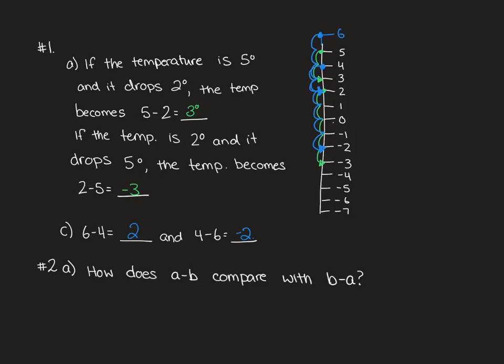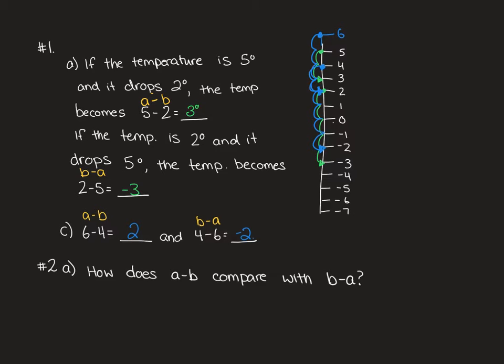2A is going to ask you to look at the answers that you have found and compare how A minus B is different from B minus A. So if we were to look at the first example, 5 and 2 would be our A and B. So we'd have A minus B is 3, +3, and B minus A is -3. Okay, so we'd have 3 versus -3. Then if we did 6 and 4, A minus B is 2. And when we switch the order and go B minus A, we get -2.